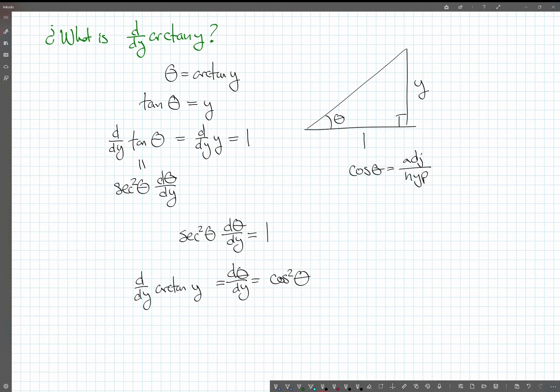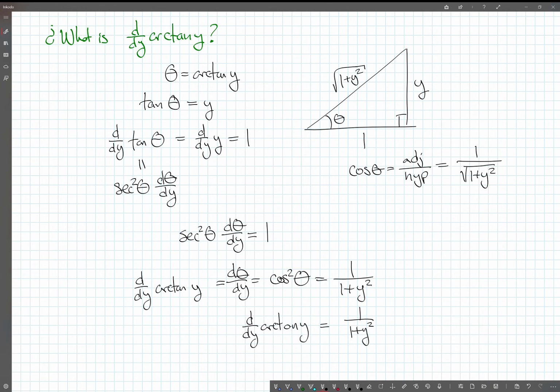And we remember that the cosine of an angle is the adjacent leg divided by the hypotenuse. With Pythagoras' help, we figure out the hypotenuse and use that to express cosine, which we can then plug into our formula. At the end of the day, we obtain that the derivative of arctangent is 1 over 1 plus our input squared.